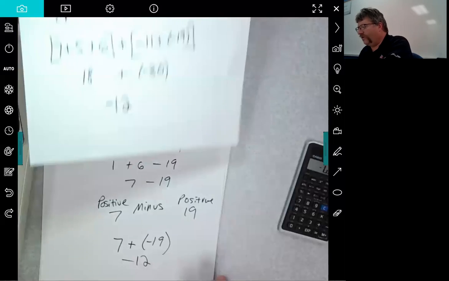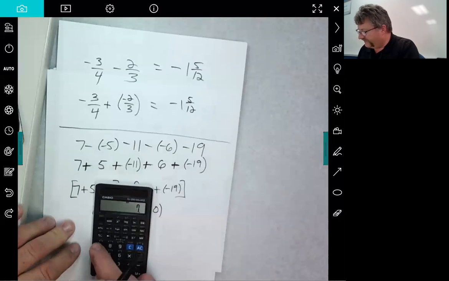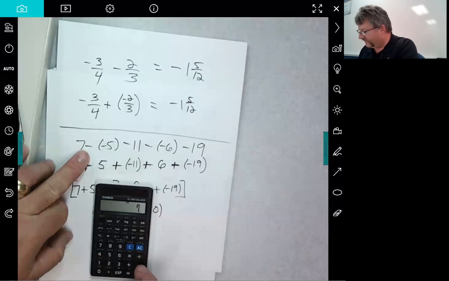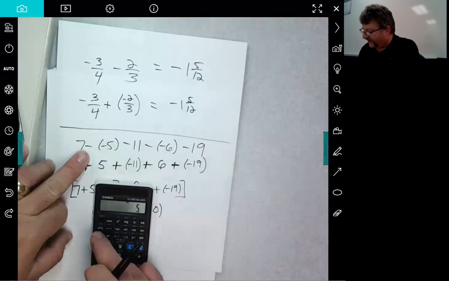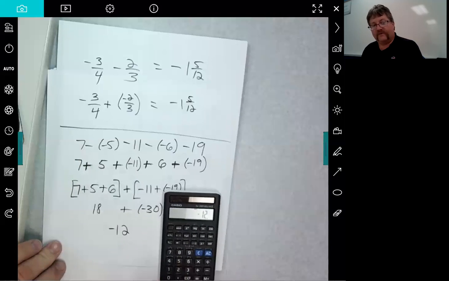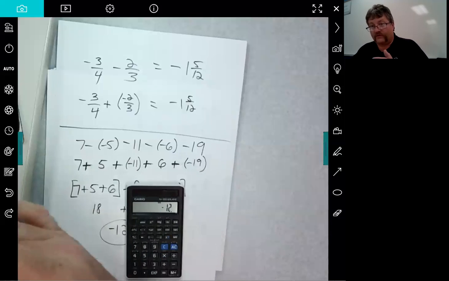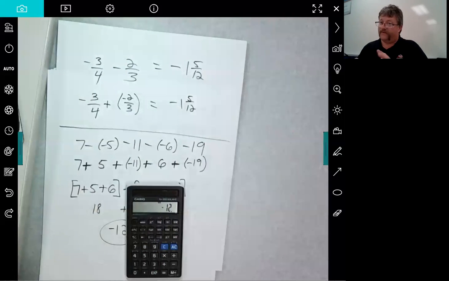Okay, what about the good old calculator? Time is money there. Time is everything on the exam. 7, let's put it in just like it was stated. Minus 5, make it a negative 5. Minus 11, minus 6, make it a negative 6. Minus 19 equals negative 12. We got it. We just have to be careful on this little calculator when we get a big string of commands, because this calculator doesn't know all the rules. So we have to be careful. This was nothing but additions and subtractions, so it's okay.